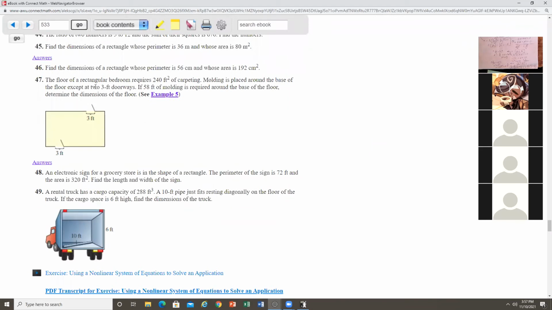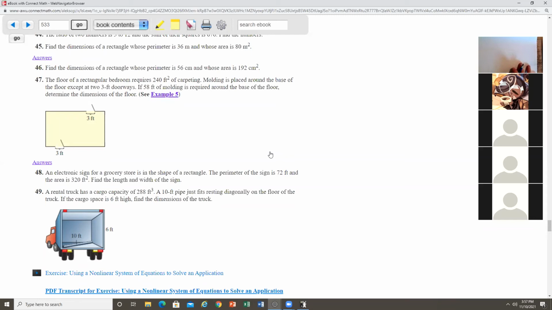It says the floor of a rectangular bedroom requires 240 square feet of carpeting. Molding is placed around the base of the floor, except at two 3-foot doorways. If 58 feet of molding is required around the base of the floor, determine the dimensions of the floor. They want to know how many feet long this floor is by how many feet wide it is. All right, so we're going to try to attack this problem here.